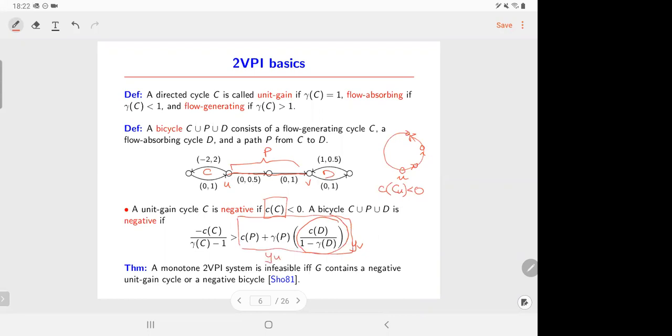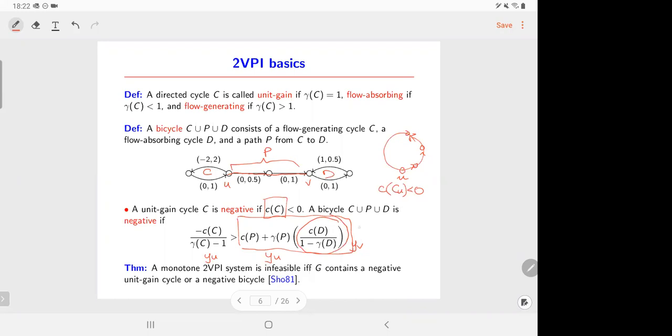Now, if you look at the flow absorbing cycle at the other end of the bicycle, we know that it gives us a lower bound on YU. So this inequality tells us that the lower bound is higher than the upper bound, which means that our system is infeasible. So I believe the bicycle in this example is negative.